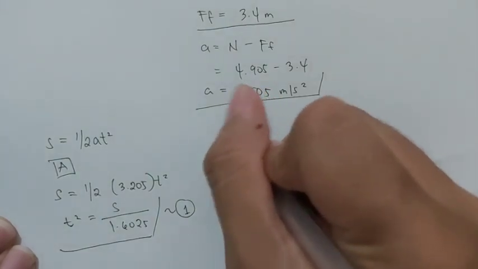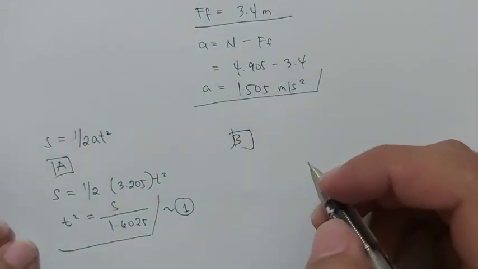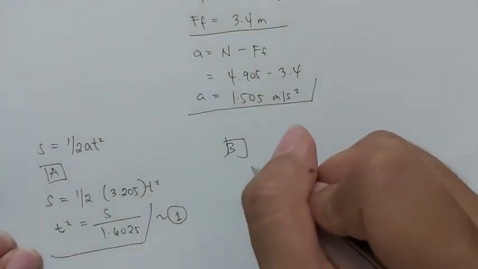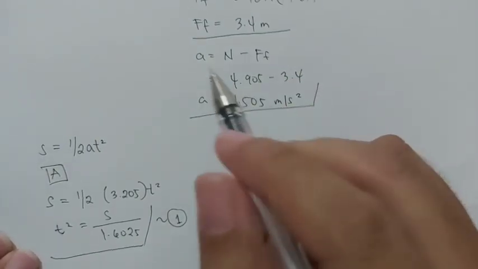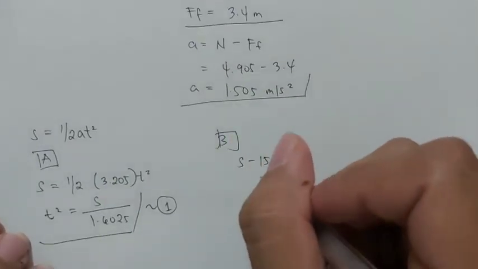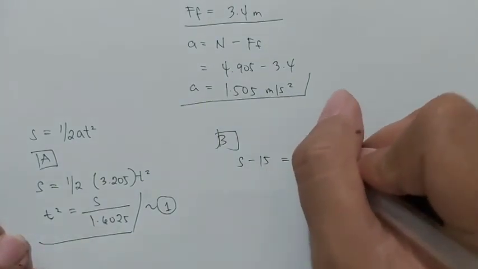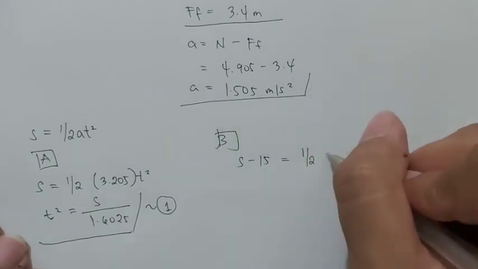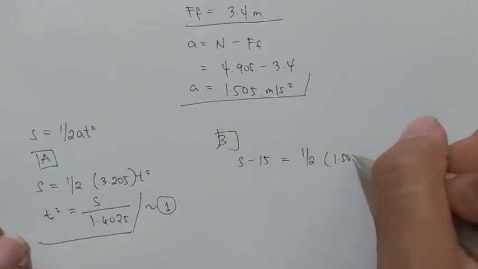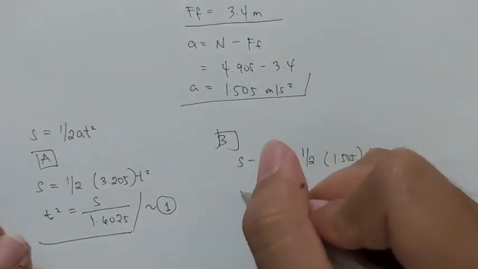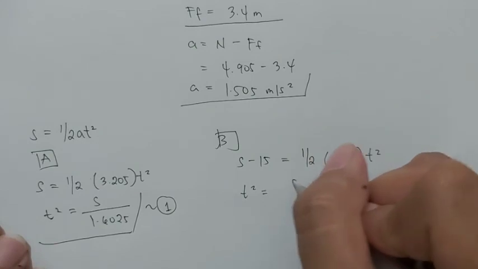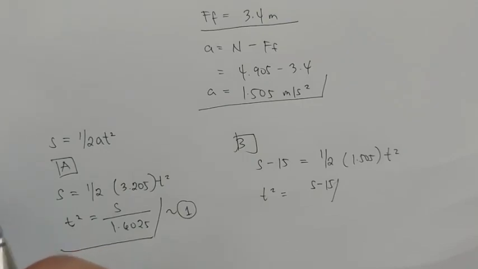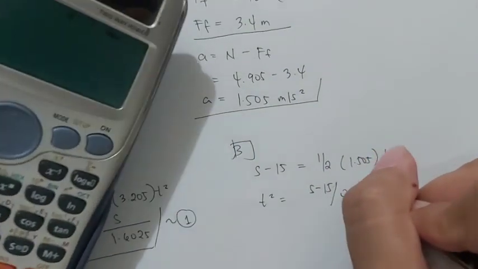Then for block B, s natin, so s minus 15, kasi yung distance niya is 15, mas malayo sa A. Okay, is equal to, so same, 1/2 times the acceleration natin, which is 1.505, times t square. So therefore, our time is equal to s minus 15 all over 1/2 times 1.505, which is 0.7525.